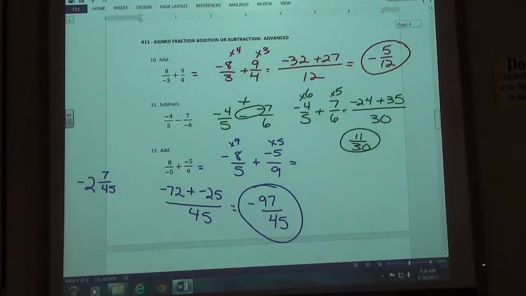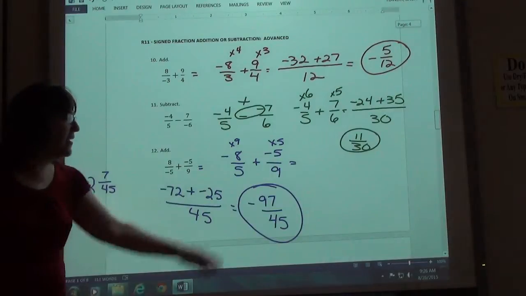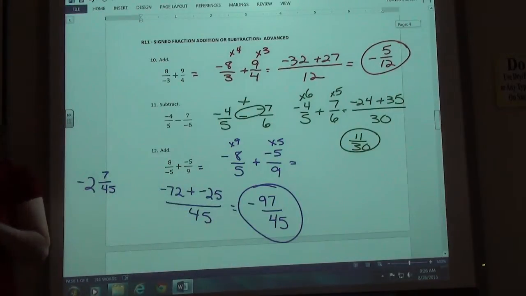So if you want to check it with your calculator, type it in as closely as you can to how it looks, and if you get the mixed number, shift in the fraction button will convert it to the improper fraction.